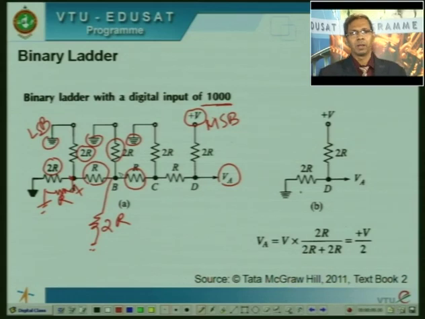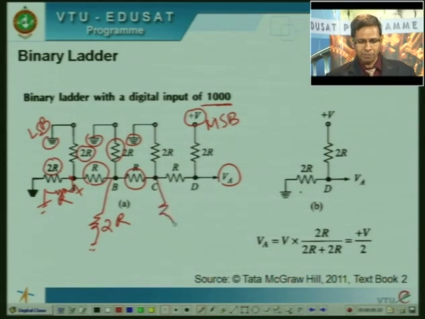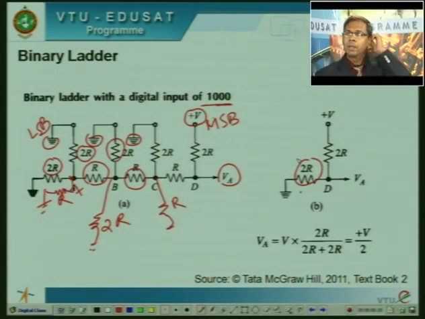So irrespective of wherever you look, the moment you look to the left of a node, the equivalent resistance is always R. So at the end of the day, at node C, we have R in parallel with R, which is 2R. This is the final equivalent circuit that we have for this digital input, wherein node D is connected to voltage V and the other end is connected to ground. Now what is VA? VA is simply the voltage at node D.